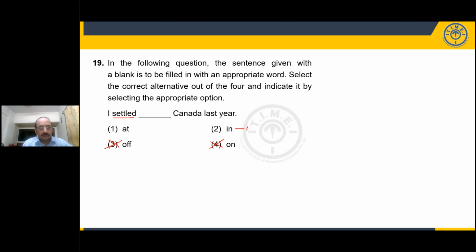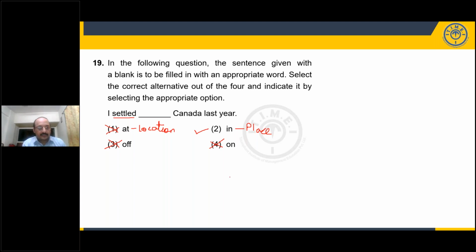Now, in is normally used with a place, a bigger place. At is used with the exact location. For example, I can say, I live at CBD Belapur in Mumbai. Or I live at Chandni Chowk in New Delhi. So here Canada is a place. You could be living at a smaller location in Canada, but the smaller location has not been given to us. So at gets eliminated. My answer is option number 2, in. I settled in Canada last year.